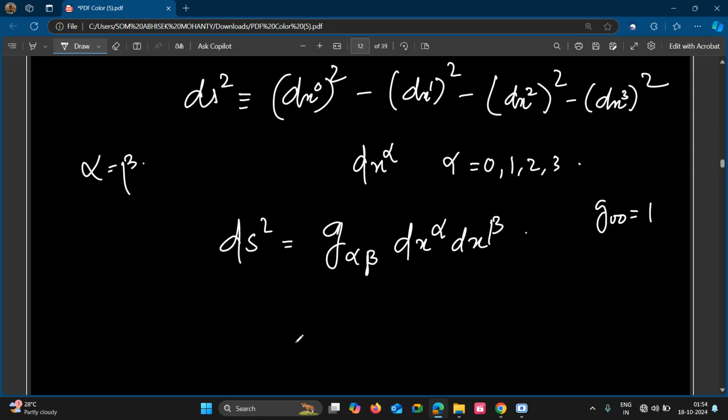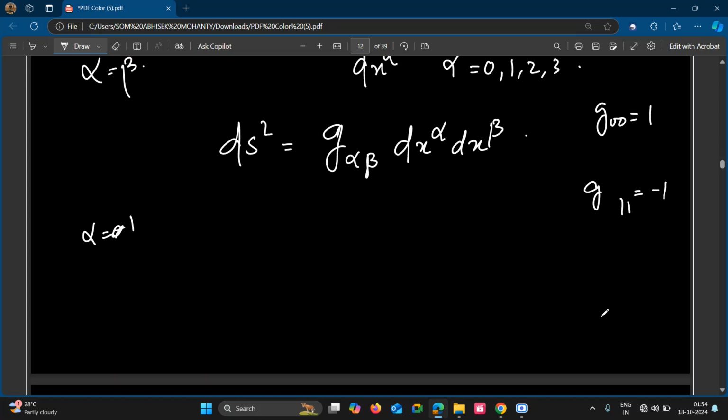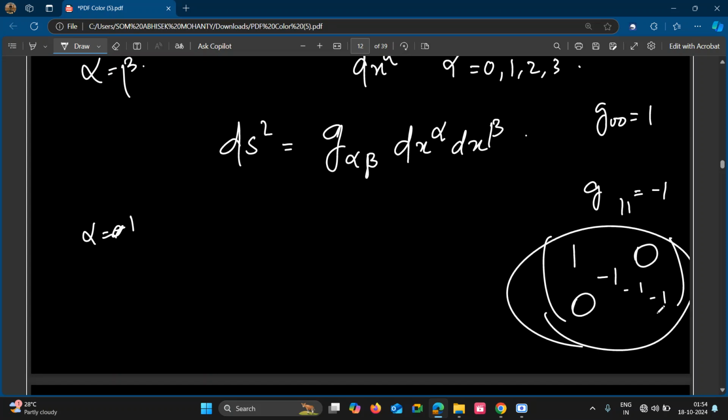But things get complicated. Suppose alpha is one. So g11 is actually minus one. That's why this minus is coming here. It is written like this: minus one, minus one, minus one, and the rest are zeros. This is a metric tensor. We'll study it next class, and that will finish this topic.